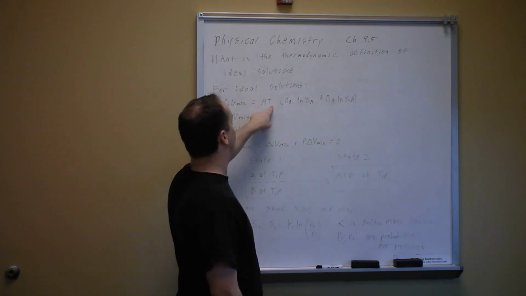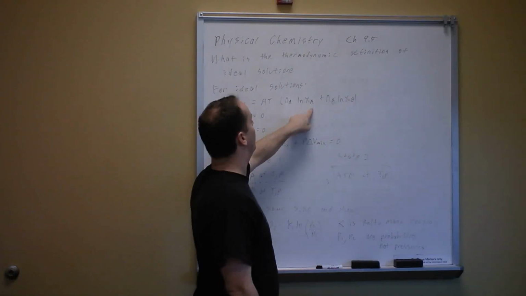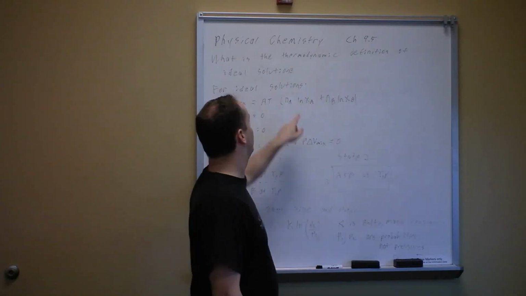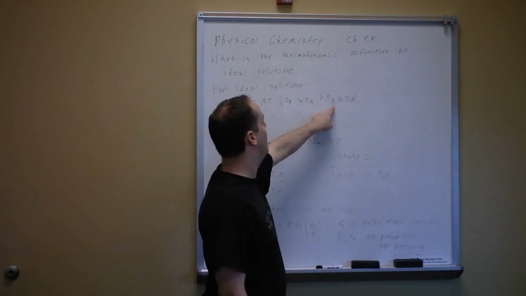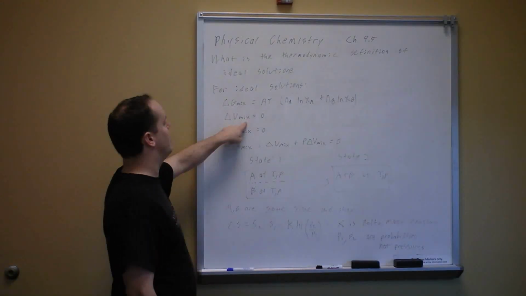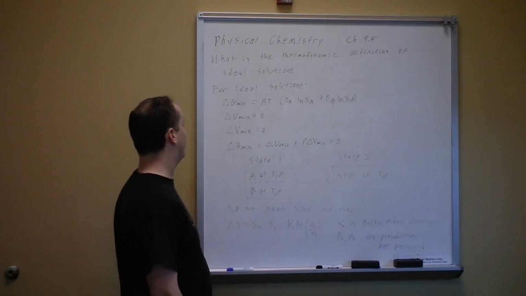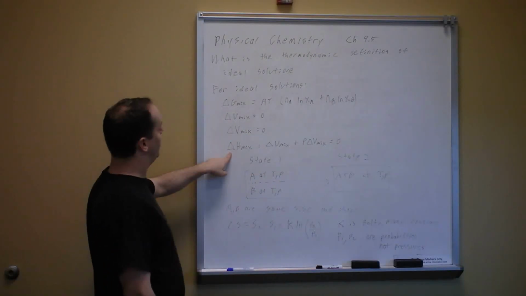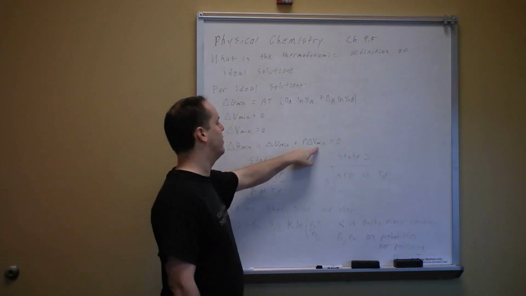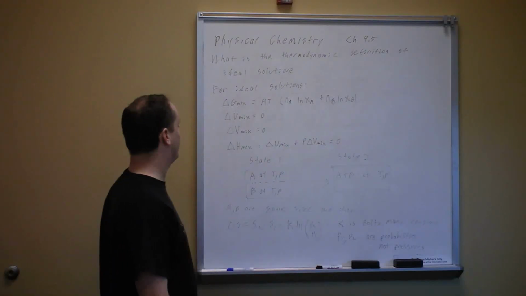remember that's the gas constant, times the temperature, times Na, natural log of the mole fraction of A, plus Nb, natural log of mole fraction of B. Remember, Na is the number of molecules of A, and Nb is the number of molecules of B. Delta U, the change in internal energy of the mixture, is going to be equal to 0. Delta V, the change in volume for the mixture, is going to be equal to 0. And so delta H, the change in enthalpy of the mixture, is going to be delta U for the mixture plus P delta V for the mixture. And those are both equal to 0, so this has to be equal to 0 too.